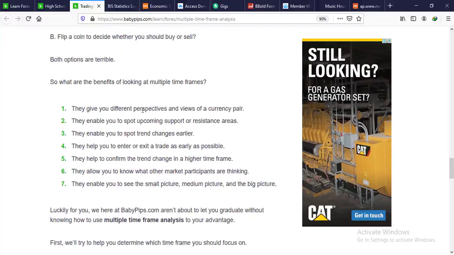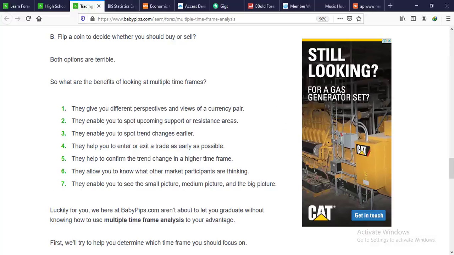They give you different perspectives and views of a currency pair. They enable you to spot upcoming support or resistance areas. They enable you to spot trend changes earlier. They help you to enter or exit a trend as early as possible. They help to confirm the trend change in a higher time frame. They also allow you to know what other market participants are thinking. They enable you to see the small picture, medium picture, and the big picture.